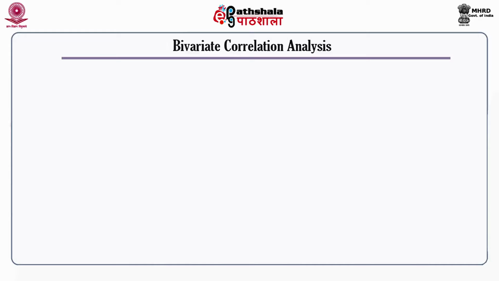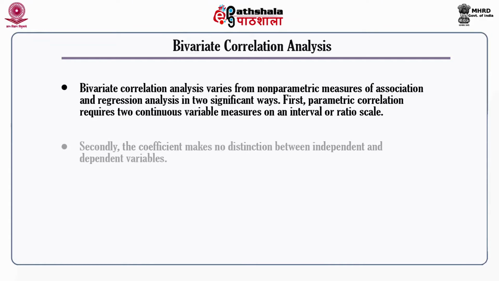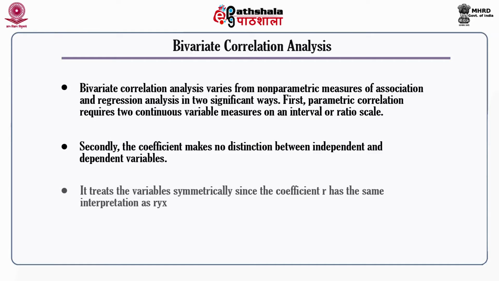Bivariate correlation analysis. Bivariate correlation analysis varies from non-parametric measures of association and regression analysis in two significant ways. First, parametric correlation requires two continuous variable measures on an interval or ratio scale. Secondly, the coefficient makes no distinction between the independent and dependent variables. It treats the variables symmetrically since the coefficient r xy has the same proportion as r yx.